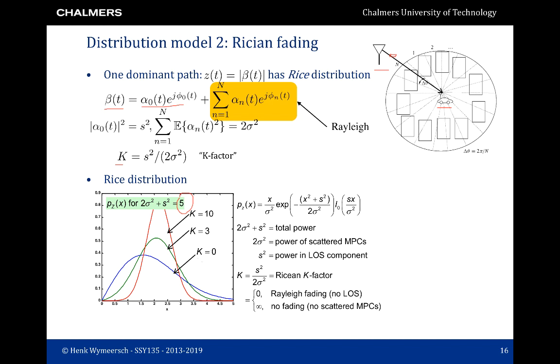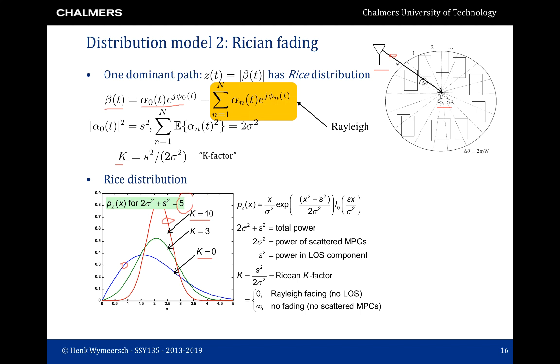We here see the density for k equal to 0, k equal to 3, and k equal to 10. When k is 0, the blue density shows the Rayleigh distribution. When k equals 10, we see that the distribution becomes much more peaky around its mean value. This is because the channel behaves more and more like a line-of-sight channel.